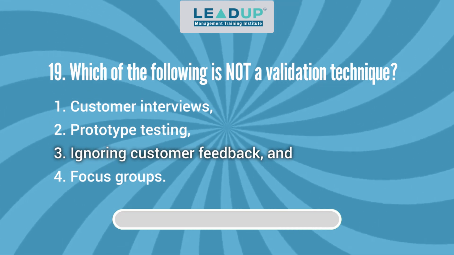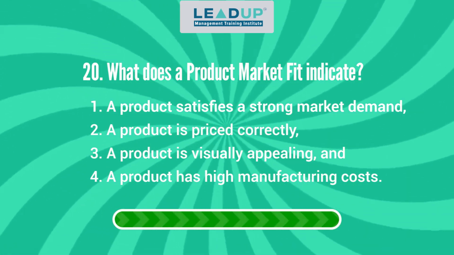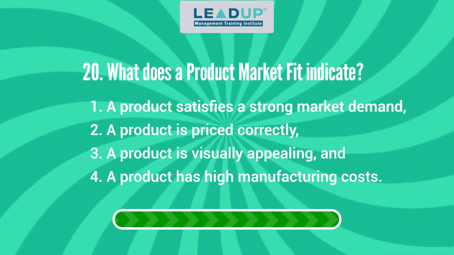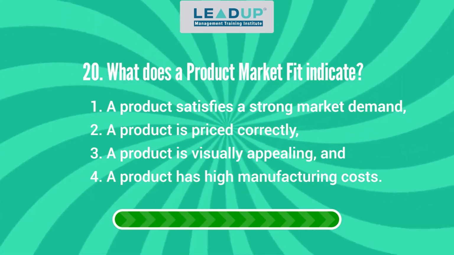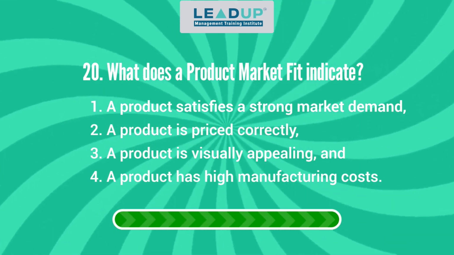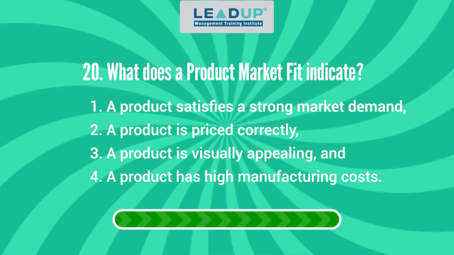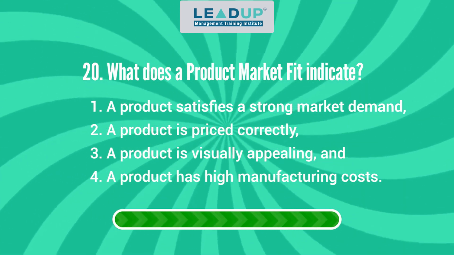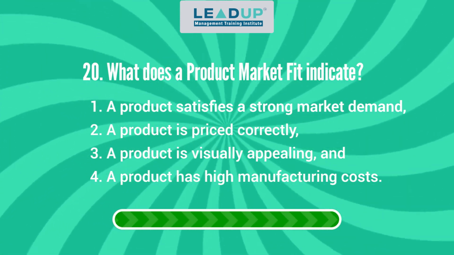Answer: ignoring customer feedback. 20. What does a product market fit indicate? 1. A product satisfies a strong market demand. 2. A product is priced correctly. 3. A product is visually appealing. And 4. A product has high manufacturing costs.